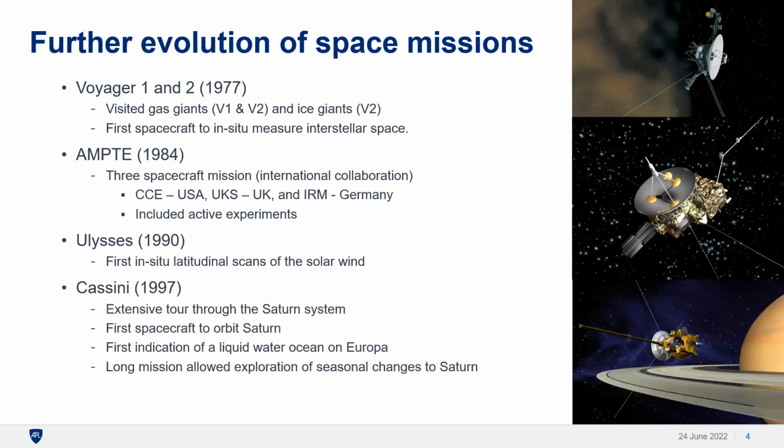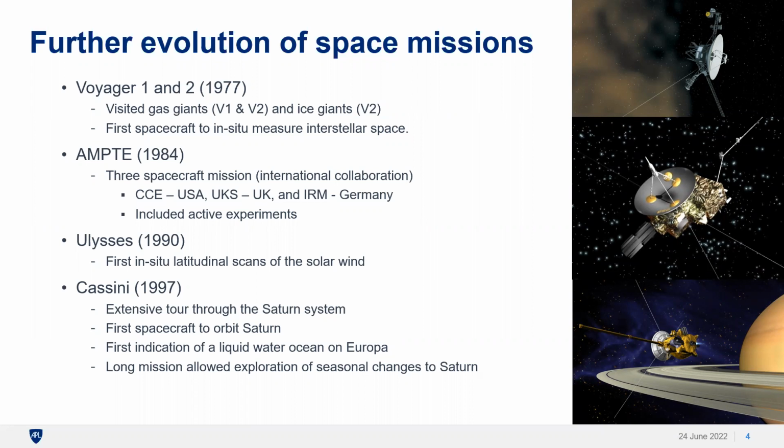And then there was the Cassini mission in 1997, which had an extensive tour of the Saturn system, visiting the moons and the rings, and was the first spacecraft to go into orbit around Saturn. And some of the really cool things with that is, it was able to start indicating that there was actually a liquid ocean on Europa because of the induced magnetic fields it had. And as well as having such a long-lived mission, you're able to actually start looking at seasonal impacts in that system. And so again, with all of that, we're really pushing the boundaries.